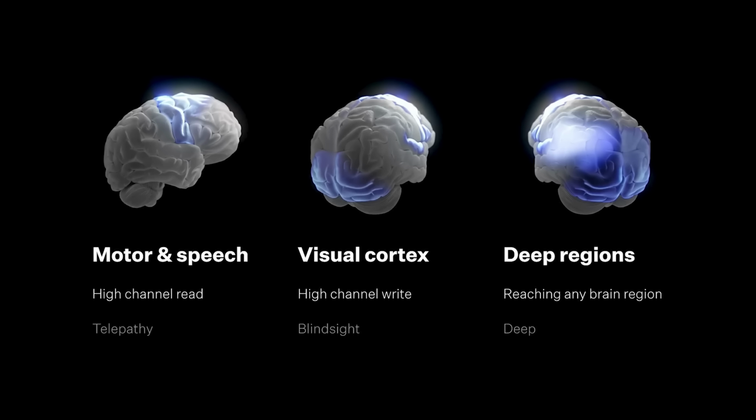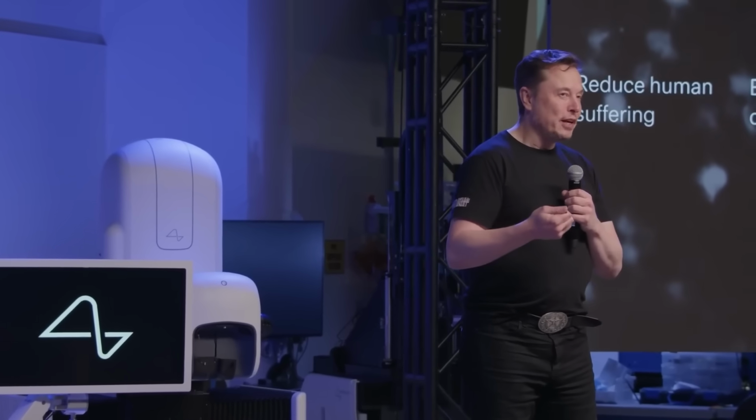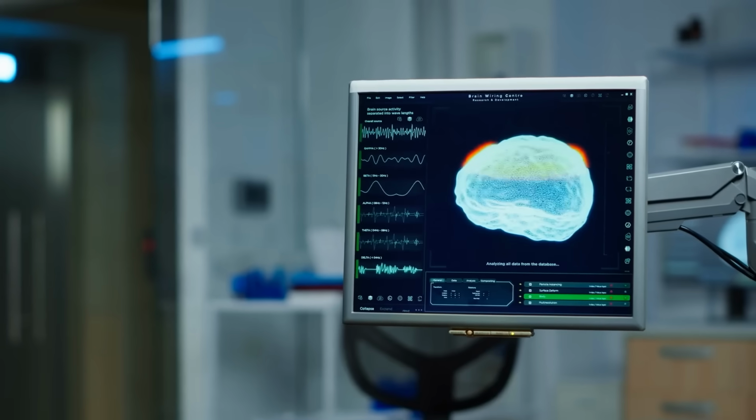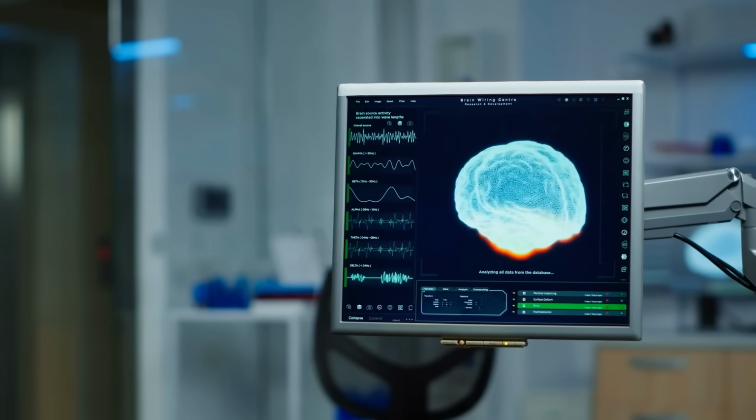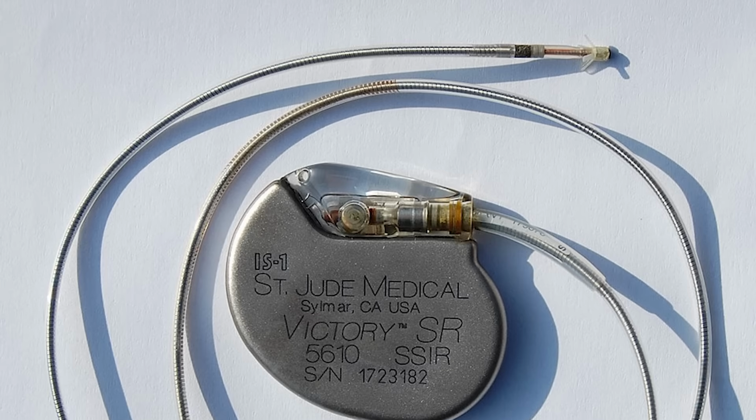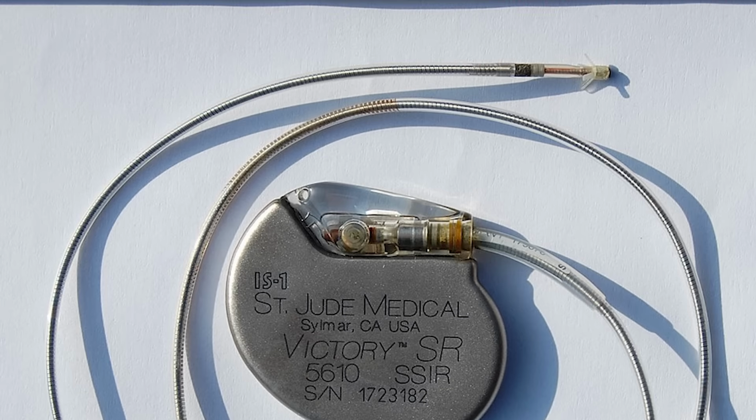Musk hinted that these interfaces may one day act as a stabilizing force for psychological health, using real-time feedback to smooth out emotional distress, the same way a pacemaker maintains heart rhythm for patients with heart disease.